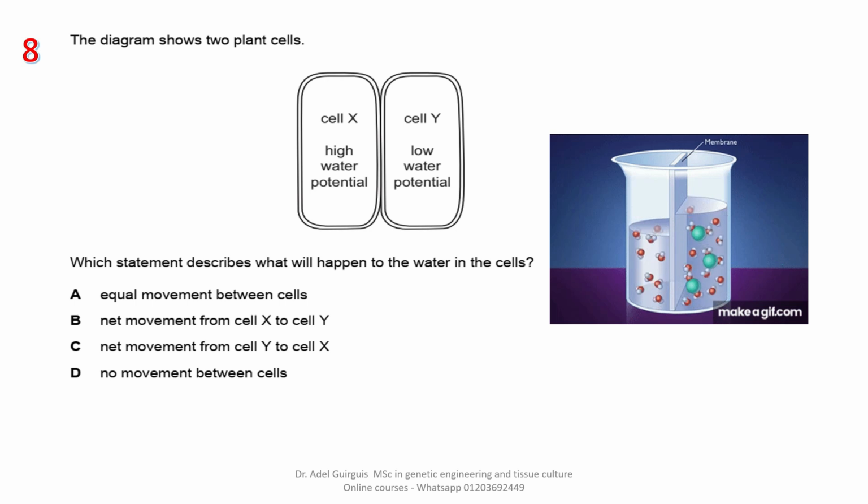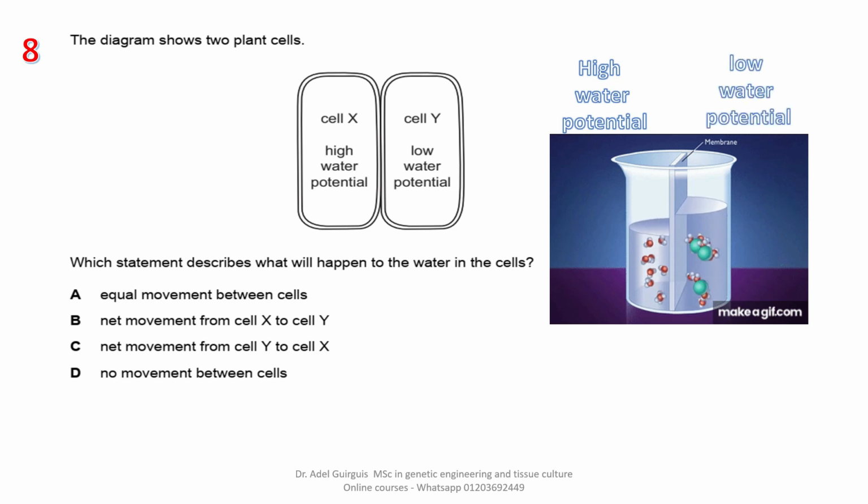Look at this figure. This animation shows two partitions where the cell membrane lies in between. One side has high water potential, pure water, distilled water. The other side has low water potential due to solutes dissolved in water. The rule of osmosis depends on the movement of water from an area of high water potential to an area of low water potential, down the water potential gradient.